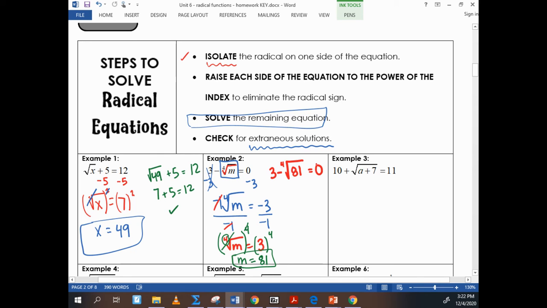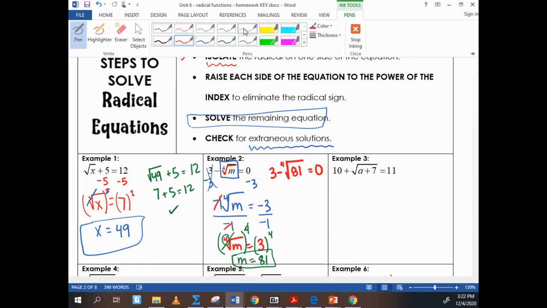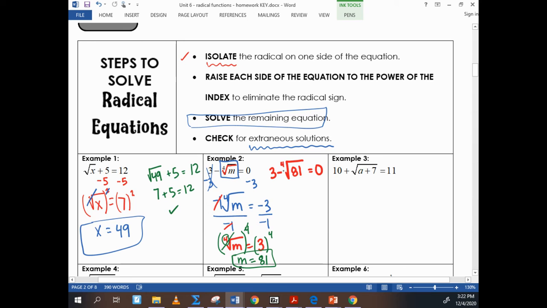To check this, I'm going to tell you a really easy way to plug this into your calculator. Most of your calculators do not have a 4th root button. What you do is turn this into a power. Your calculator can calculate it that way. So I'm going to show you two forms here.